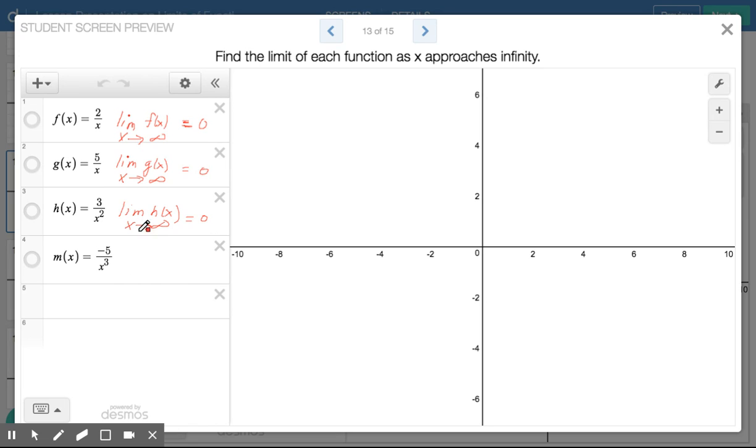And the same thing will happen to m of x. If we make x very, very large, cube that very, very large number, then we are going to get an even larger number. Then when we divide negative 5 by that very, very large number, the answer will be closer to 0. So we say that the limit of m of x as x approaches positive infinity is equal to 0.